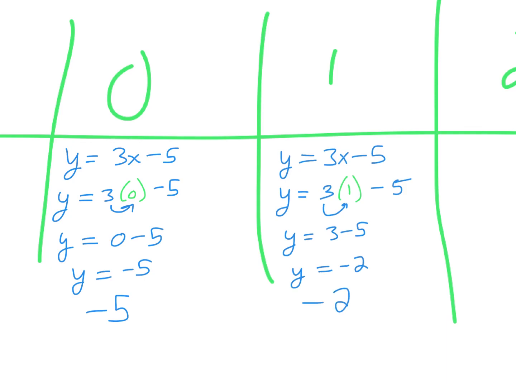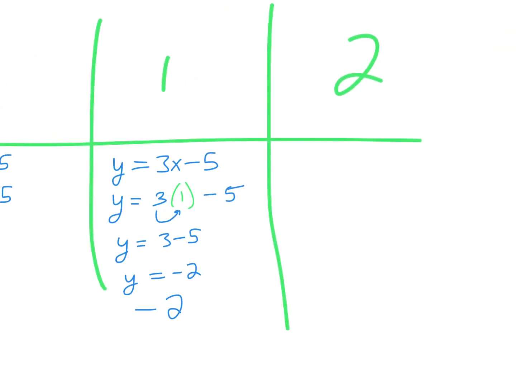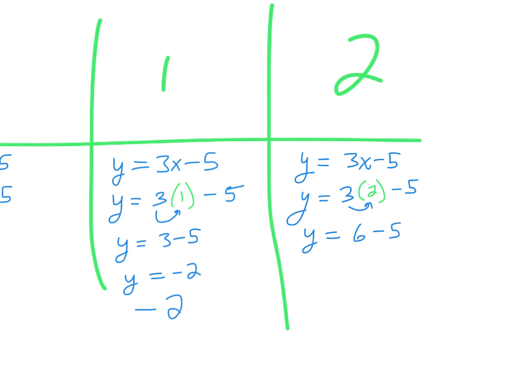Okay, and then I scooch one more time. So y equals 3x minus 5. y is equal to 3 times, we're going to put 2 in, minus 5. 6 minus 5. So y is 1.